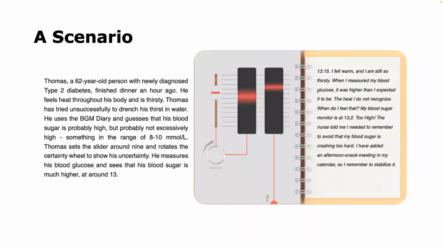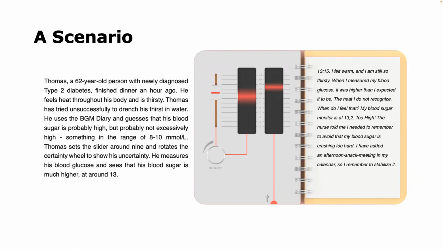A scenario. Thomas, a 62-year-old person with newly diagnosed type 2 diabetes, finished dinner an hour ago. He feels heat throughout his body and is thirsty. He has tried unsuccessfully to quench his thirst with water. He uses the BGM Diary and guesses that his blood sugar is probably high, but probably not excessively high, something in a range of 8 to 10 millimole per liter. Thomas sets the slider around 9 and rotates the certainty wheel to show his uncertainty. He measures his blood glucose and sees that his blood sugar is much higher, at around 13.